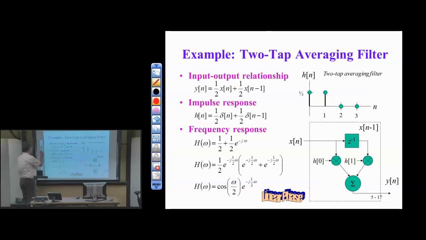In the two-tap averaging filter, the input-output relationship is as follows. The output y of n is simply the average of the current input value and the previous input value. We can find the impulse response, and again, the impulse response uniquely characterizes a linear time invariant filter. This filter is linear and time invariant if the initial condition is 0. The initial condition is the memory of the previous input value. So assuming that the initial condition has to be 0, then it's LTI.